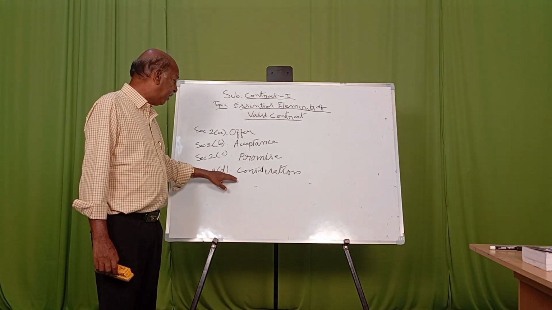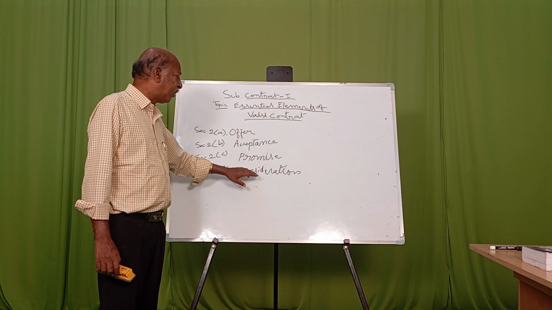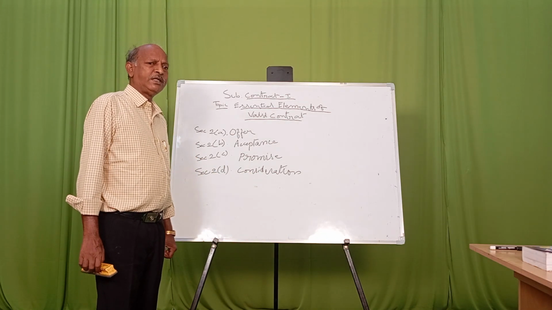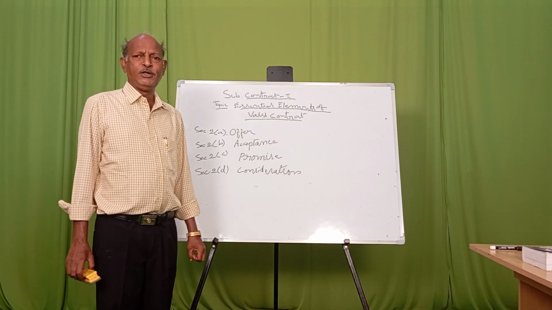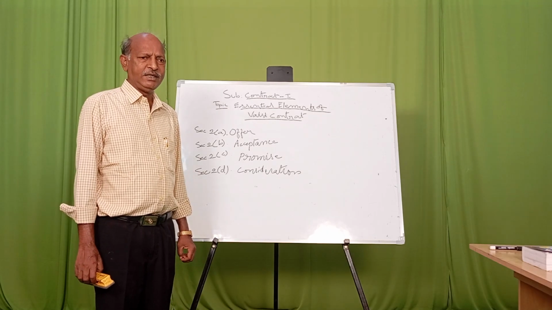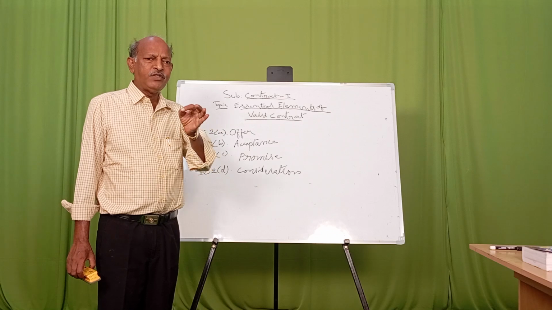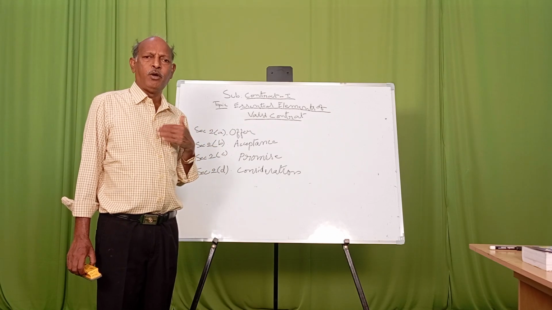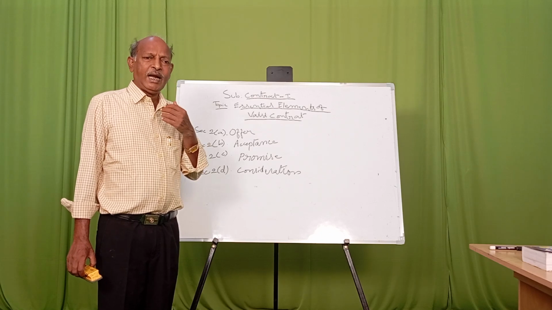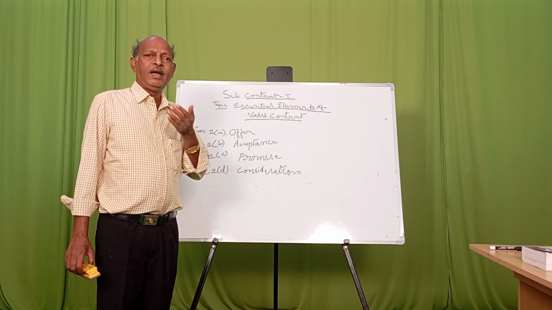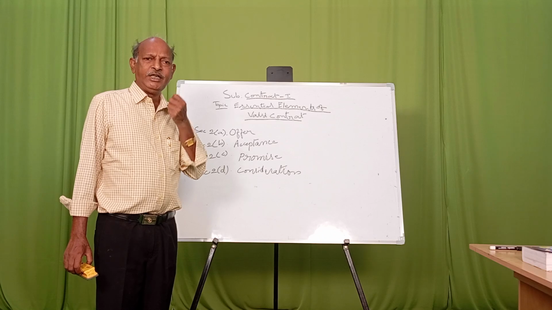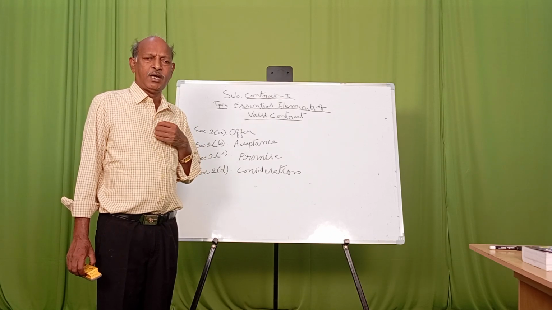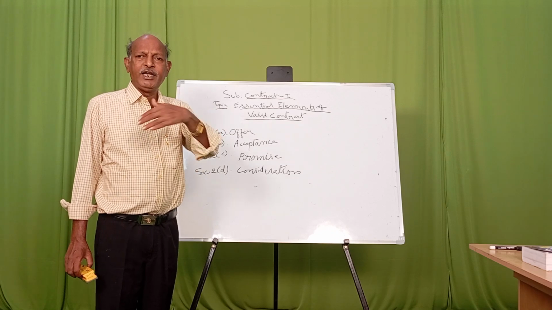Consideration is defined under section 2 clause D of the Indian Contract Act. How is consideration explained under section 2 clause D? At the desire of the promisor, who is the promisor? The person who has made the promise is called the promisor. At the desire, at the wish of the promisor, if the promisee or any other person.